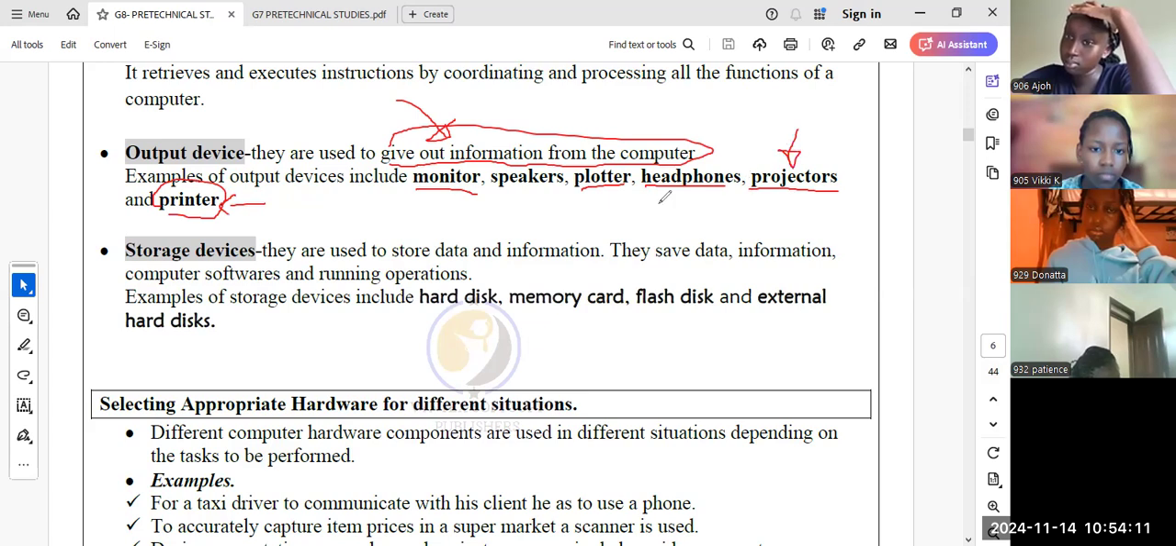Remember, we said that output devices are categorized into two. Boys and girls, you should know of soft copy output and hard copy output. Hard copy means it is tangible and you can see and touch it.